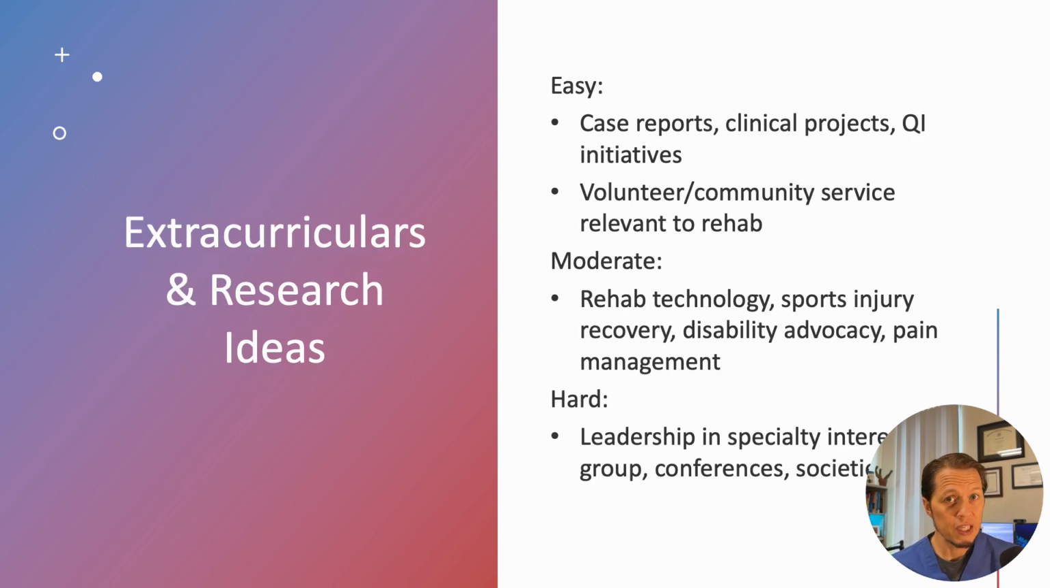Now, in terms of building your extracurriculars on your CV, you can certainly start easy at the top. Things like case reports, QI projects, and the like. If you are ready for more, you can explore some rehab tech, some sports recovery, maybe some disability advocacy. There's a lot of different ways you can go here with PM&R, which is really exciting. But the best extracurriculars are those that fully align with PM&R's mission. Things like function, independence, inclusion, team-based care, and things like that.